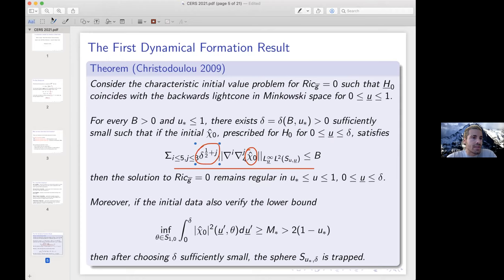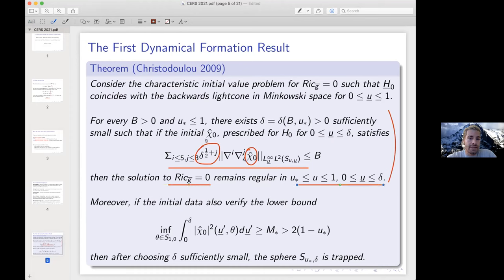There's this annoying setting, which I must get rid of. And this is saying that essentially this part is the existence part, right? The existence theorem. And this tells you that if your data looks like this, then you get a solution to Ricci zero, at least in this region.